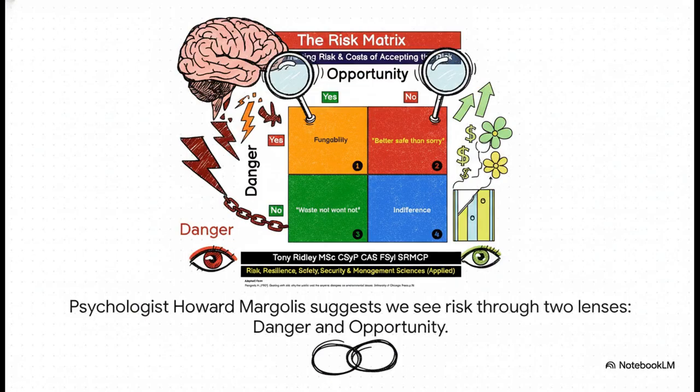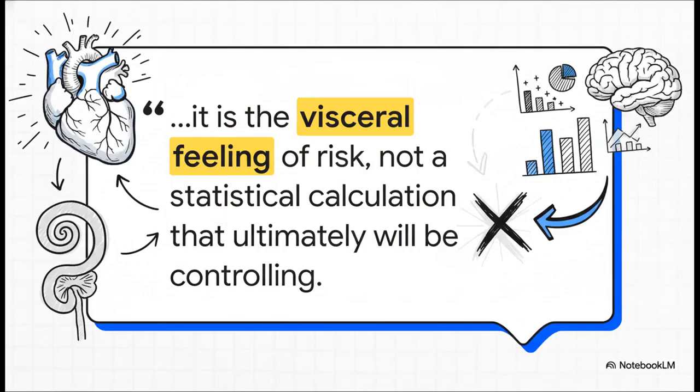A psychologist named Howard Margolis gives us this fascinating way to think about it. He suggests that our brains don't really process risk in terms of statistics. Nope. Instead, we see everything through two very intuitive lenses. Danger, which is what it'll cost us if we accept a risk, and opportunity, which is what it'll cost us if we try to avoid it. And this just gets right to the heart of it all.